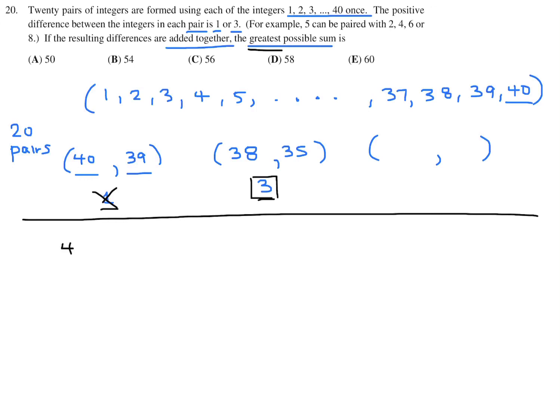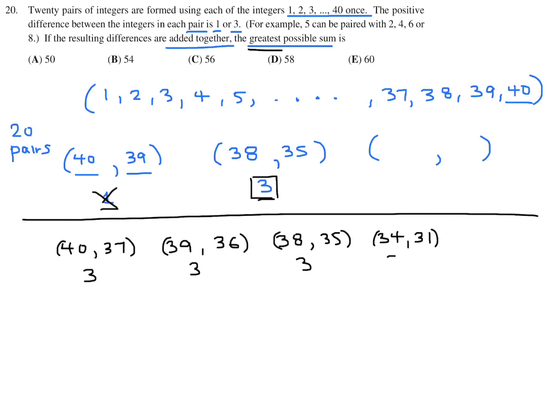So here we go. We got 40, and I'm going to choose 37. That way the difference is 3. I got 39, I'm going to choose 36. That way the difference is 3. 38, I will choose 35, making the difference equal to 3. So I hope you understand what I'm doing here. I'm adding all of these together. Next one over, 34, 31, and so on.